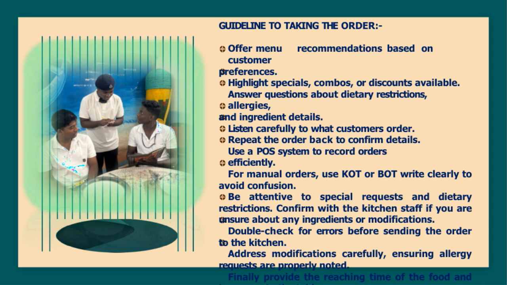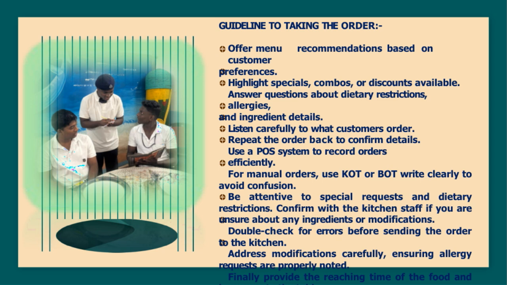This helps prevent mistakes. Using the POS system efficiently is key for recording orders accurately and quickly. If you're handling manual orders, always use the KOT or BOT and write clearly to avoid any confusion. Being clear and organized makes the process smoother for everyone. Pay special attention to any special requests or dietary restrictions. If you're unsure about ingredients or modifications, always double-check with the kitchen staff to ensure everything is correct and safe for the customer.